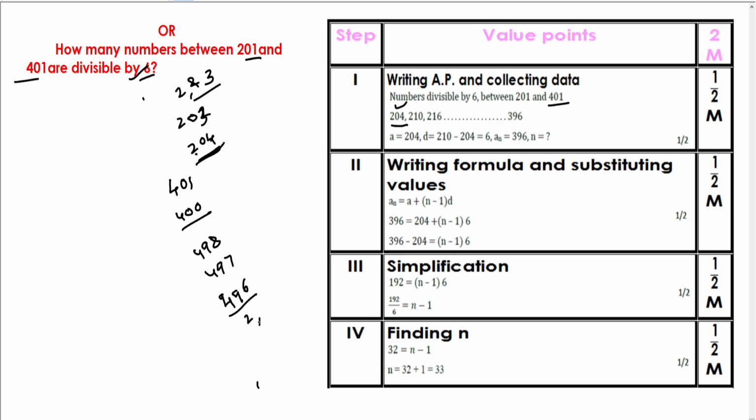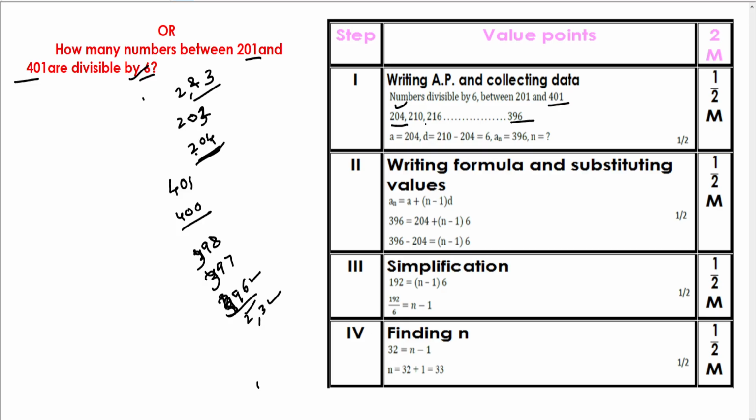See, divisible by both 2 and 3. Observe, if the last digit is an even number, it is divisible by 2. And if the sum of the digits is divisible by 3, then it is divisible by 3. Take 396: 3 plus 9 is 12, plus 6 is 18. 18 is divisible by 3. The last digit is even, so divisible by 2. Therefore, the last number will be 396.